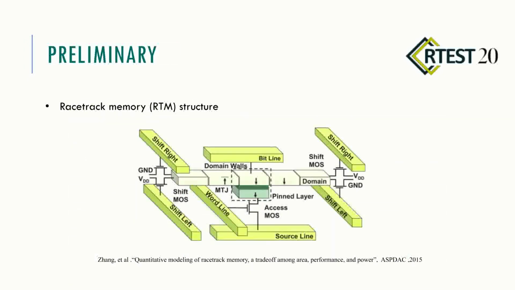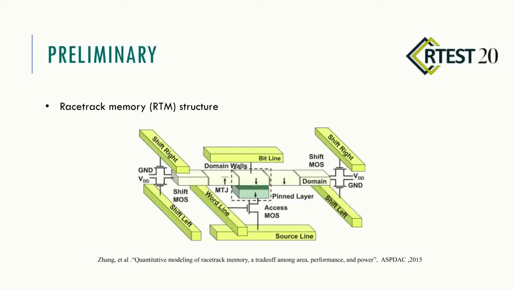We are going to propose a new architecture for on-chip memory, and in this architecture we use a new type of memory. This new type of memory is RTM. You can see the cell of RTM memory here. It consists of a tape and some domains on this tape.